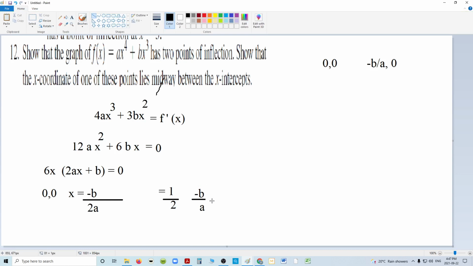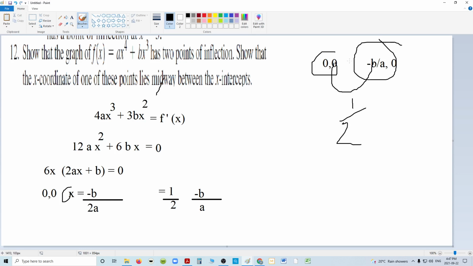And why did I do that? Well, because already up here I discovered one of the points is minus b over a, and that this point of inflection occurs at half of minus b over a, which is what the question asks. Show that the x-coordinate of one of these points of inflection lies midway between the x-intercepts, which is between 0 and minus b over a, and the halfway point of that is half of the distance.